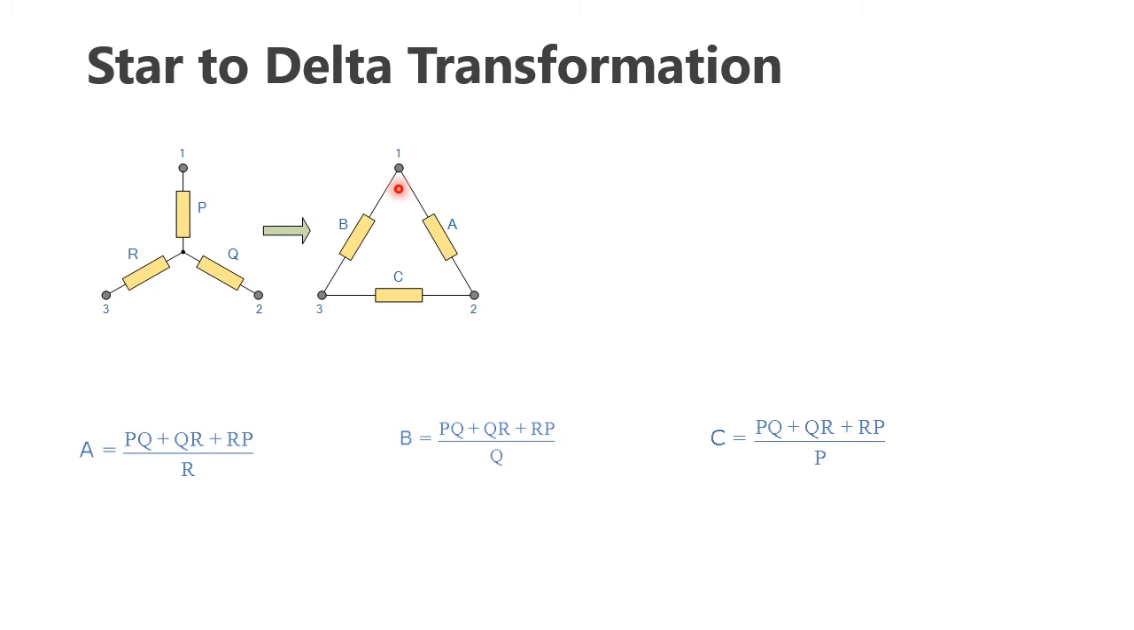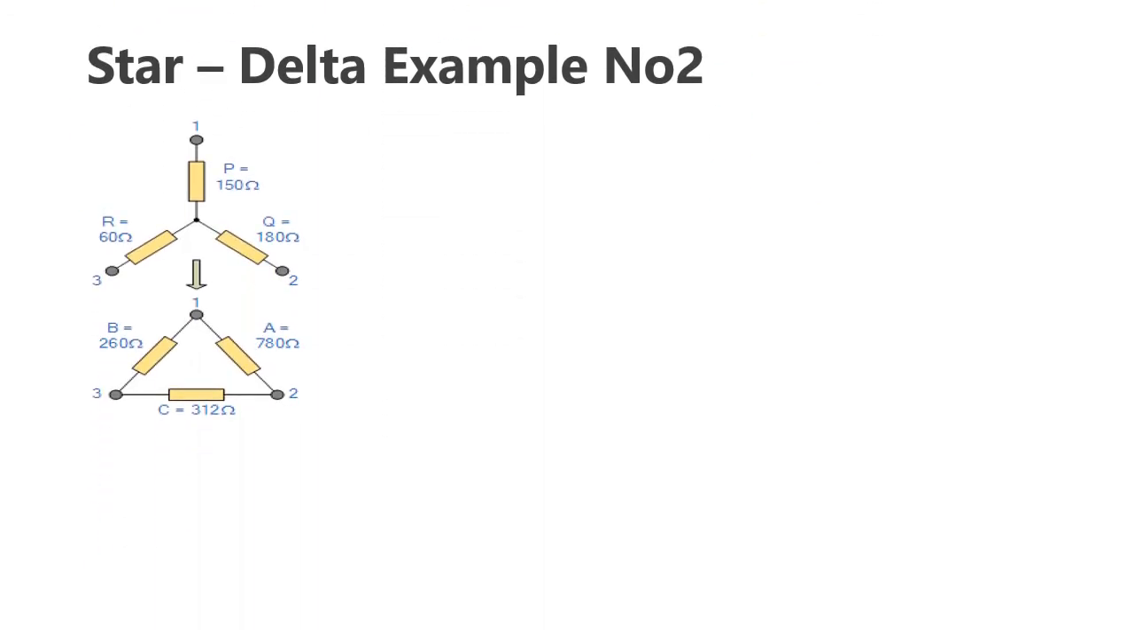So I will show you by an example question. Here this is our star network, and we need to find the transformation to the delta network. The values are already given, but we have to find these values. So I will show you how to find them.